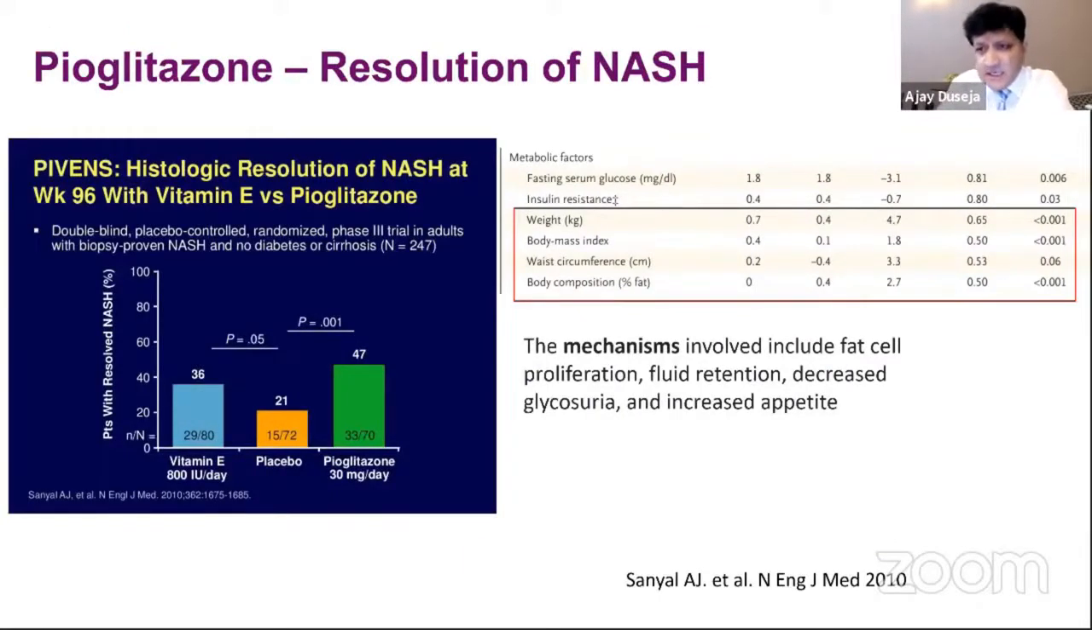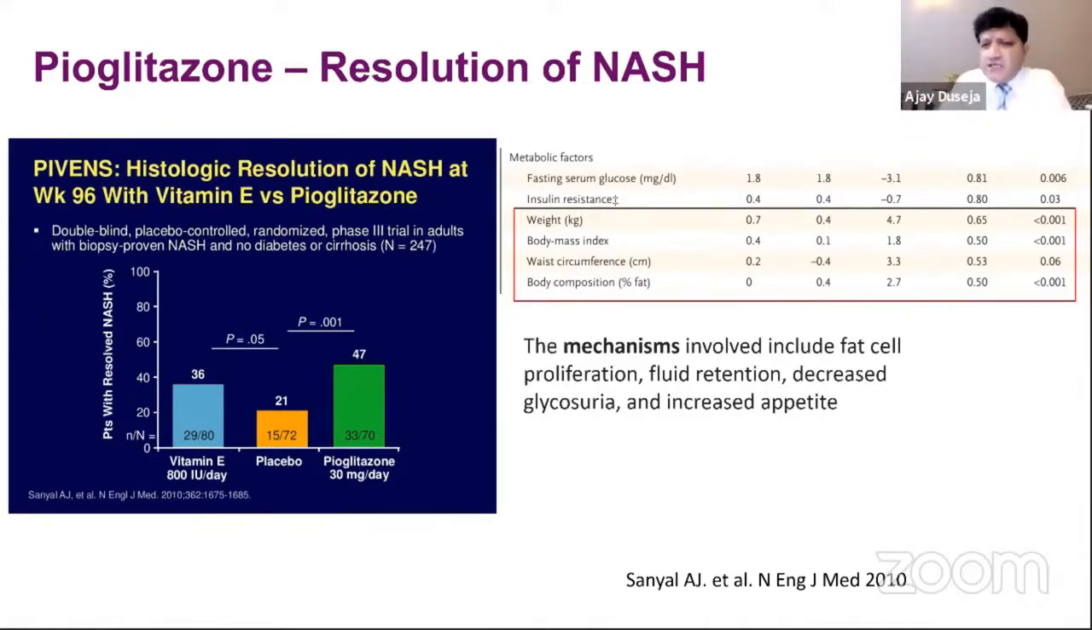Say pioglitazone would be approved by almost all the societies across the globe. And this is based not only on the PIVENS trial but thereafter on so many other studies and meta-analyses where it has been shown that it is effective both in diabetic and non-diabetic patients with NASH. But if you look at the PIVENS trial and at the side effects of the drug in comparison to placebo, the gain in body weight, BMI, and body fat was much, much more with pioglitazone in comparison to the placebo.